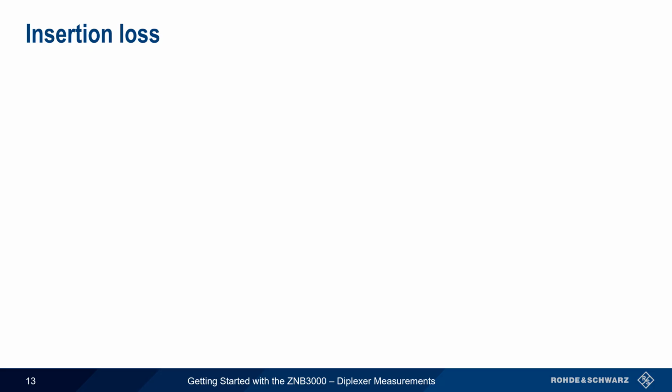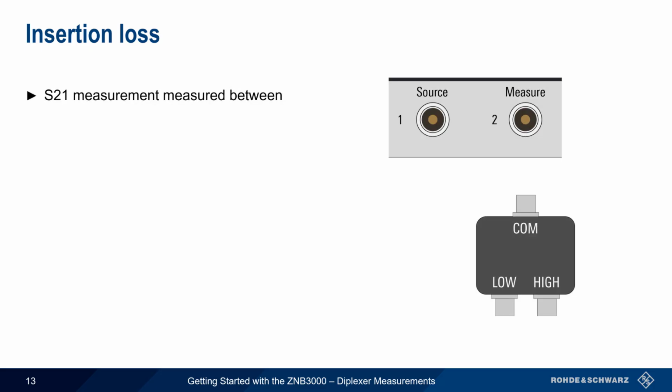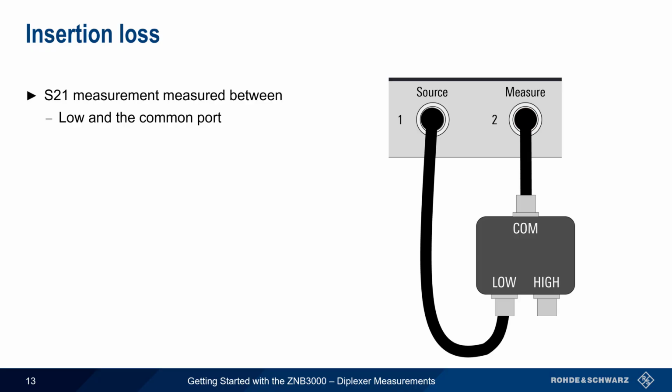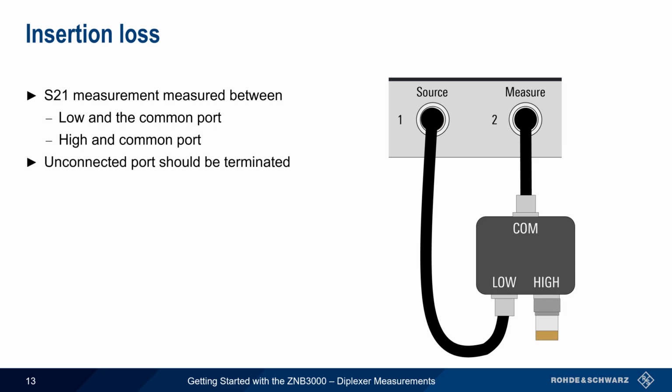Now let's cover the three diplexer measurements, starting with insertion loss. This is an S21 or transmission measurement made between the low port and the common port, or between the high port and the common port. Typically, only one of these is measured at a time, and the unconnected port is terminated.